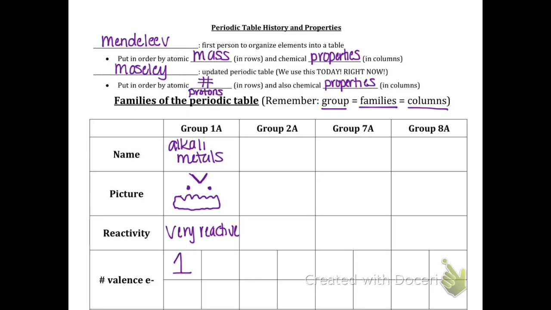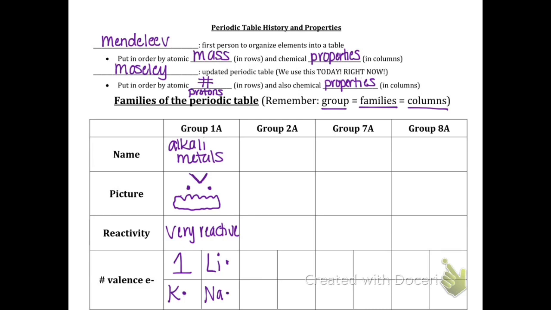And we're going to draw a few examples of the Lewis dot structures. So there's lithium with one valence electron. We also have potassium with one valence electron. All right, and then what is another alkali metal that you see? We also have sodium with one valence electron. Perfect.